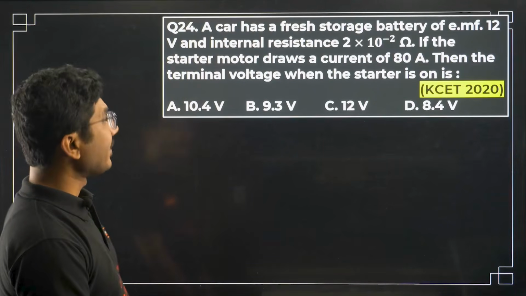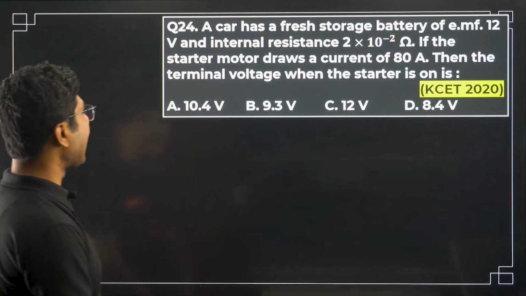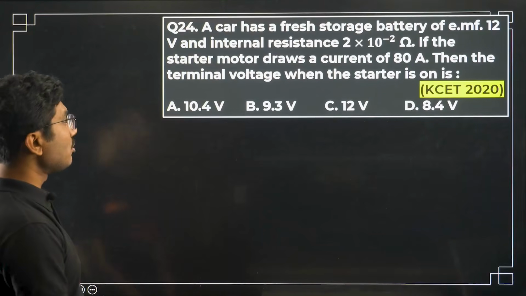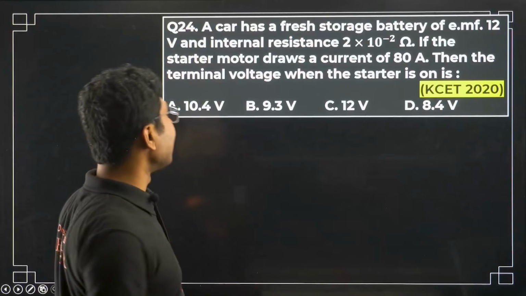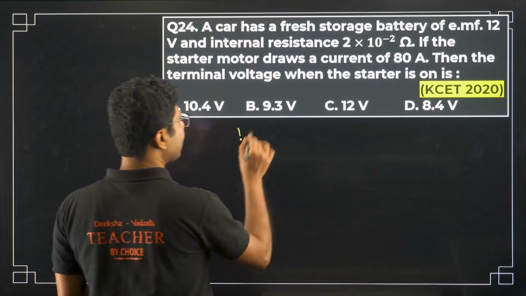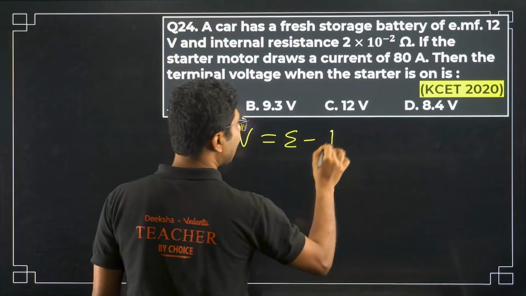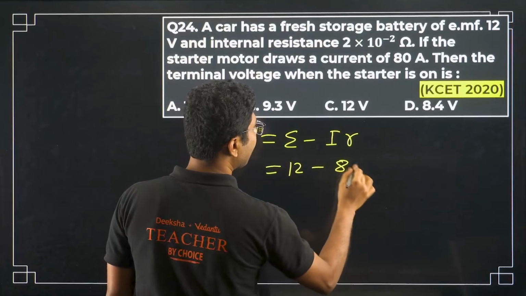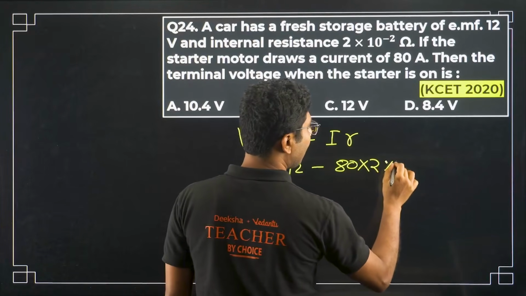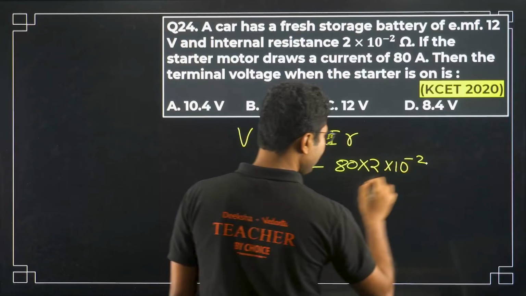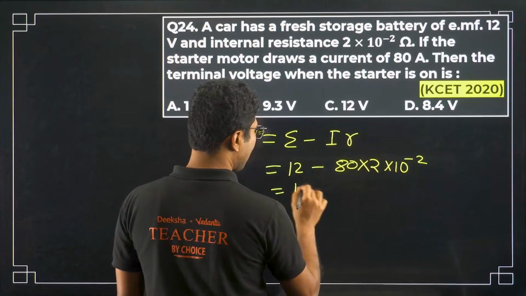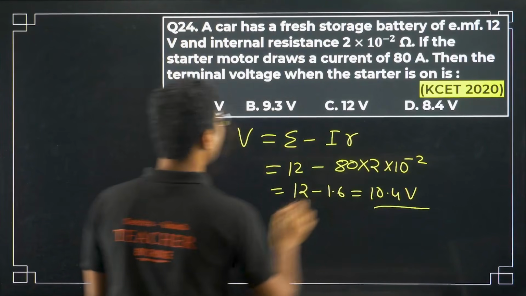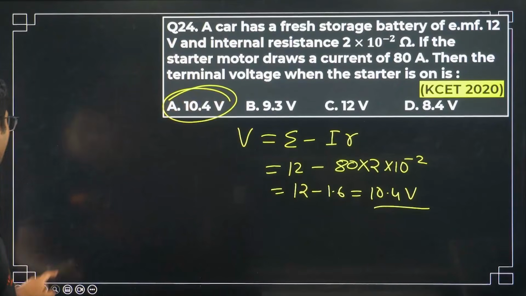A car has a fresh storage battery of EMF 12 volt and internal resistance 2 into 10 to the power of minus 2 ohm. If the starter motor draws a current of 80 ampere, then what is the terminal voltage of the starter motor? It is basically E minus Ir. Epsilon is 12 volt, I is 80 ampere, the resistance is 2 into 10 to the power of minus 2, so Ir is 1.6. So 12 minus 1.6 is 10.4 volt. 10.4 volt is the correct answer. Next question.